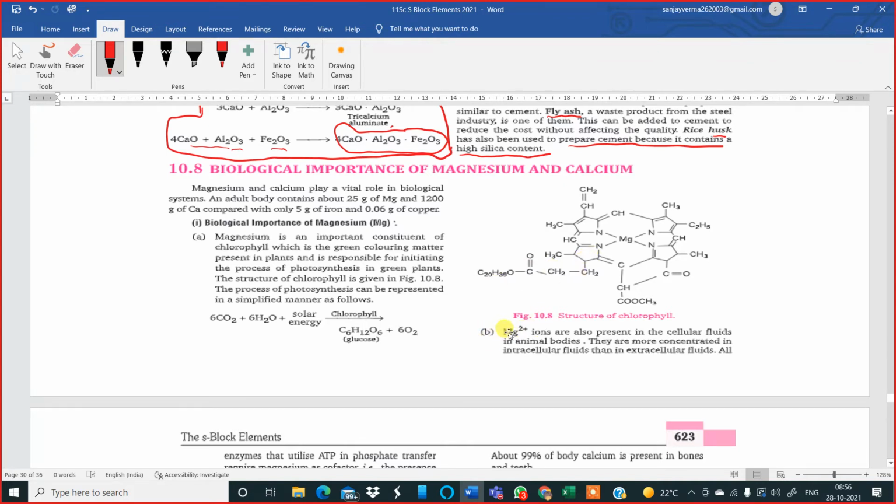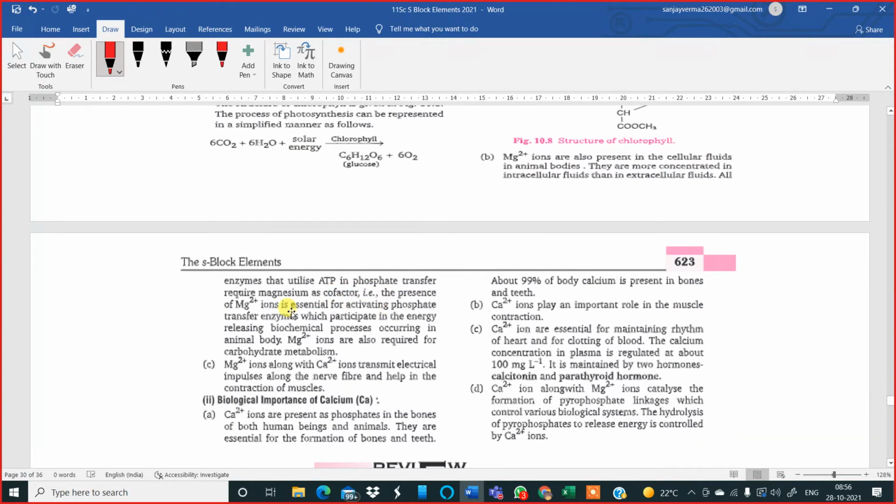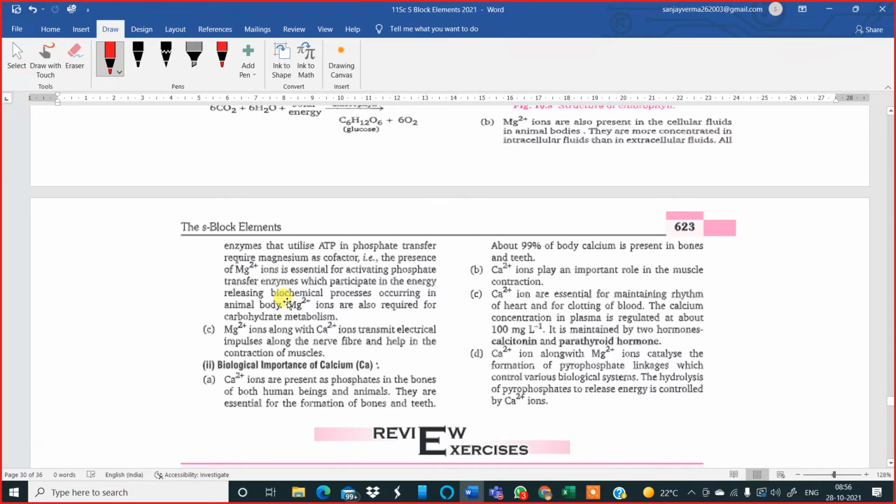Now, if you look at point number B, magnesium ions are also present in cellular fluids in animal bodies. In the fluids of the animal body, they are more concentrated in intracellular fluids than in extracellular fluids. That means you'll find more magnesium ions inside the cells rather than outside the cells. All enzymes that utilize ATP in phosphate transfer require magnesium as cofactor. That is, the presence of magnesium is essential for activating phosphate transfer enzymes, which participate in the energy releasing biochemical process occurring in the animal body.